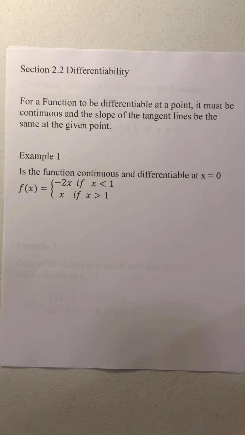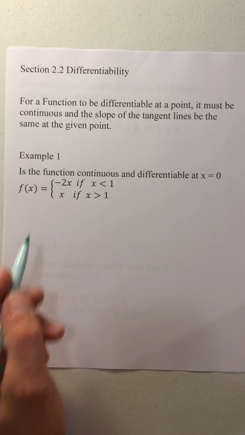And the slope of the tangent lines must be the same at the given point. So the slope from the left and the right side of that point, or that x value, has to be the same as well. When we talk about differentiability and continuity, we're going to examine all of those different parts. So example 1 is asking us, is the function continuous and differentiable at x equals 0?